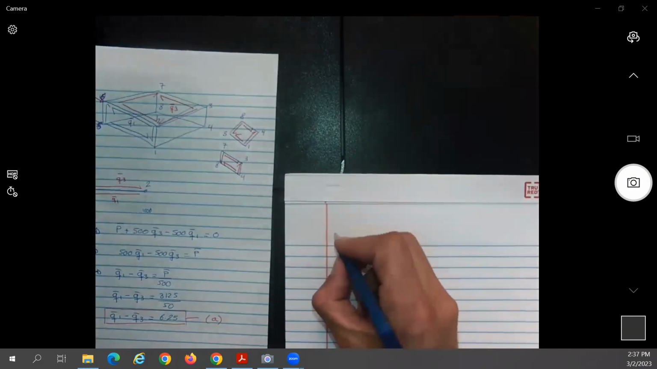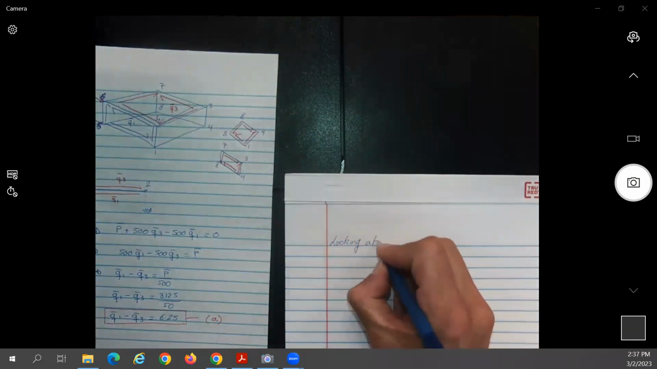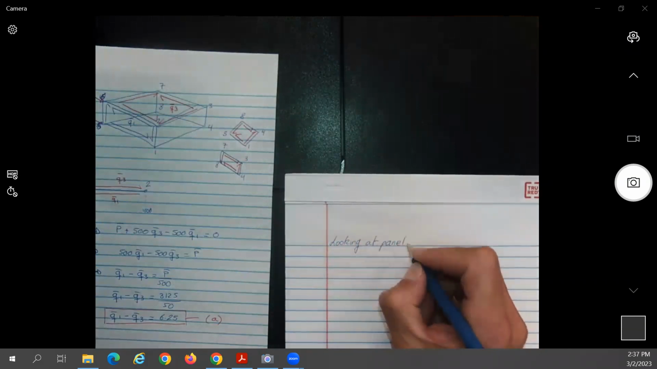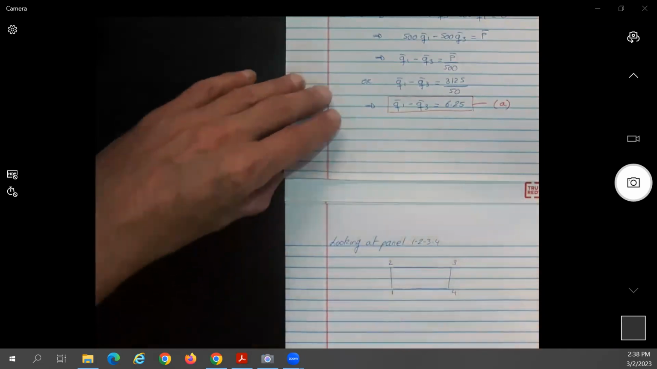Okay, so next we're going to look at, or consider, panel 1, 2, 3, 4. I'm going to do the figure. So if I do 1, 2, 3, 4. So let's see, 1, 2, 3, 4. Again, you need to have this figure always with you. So 1, 2, 3, 4.